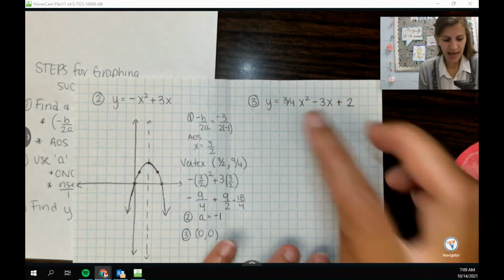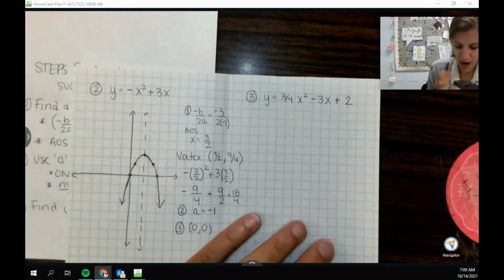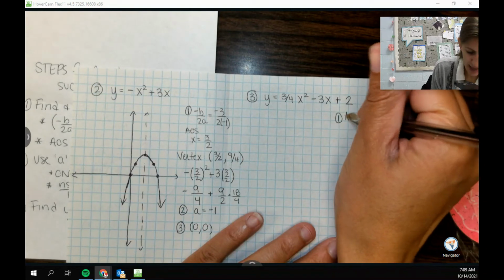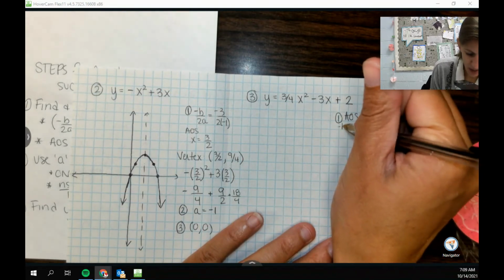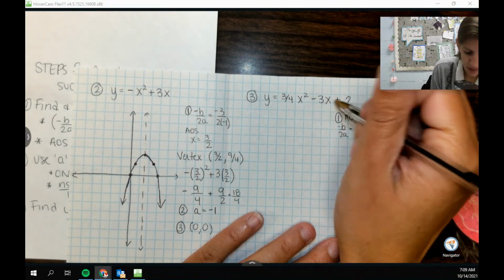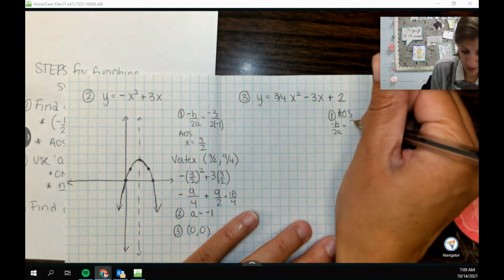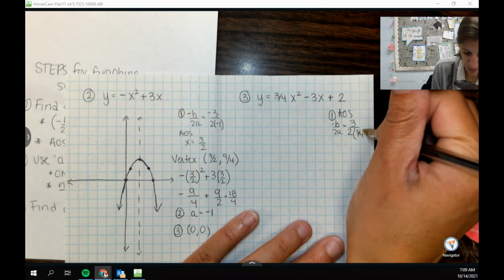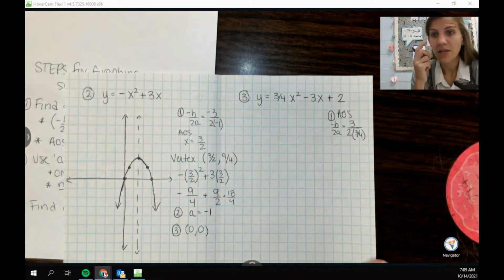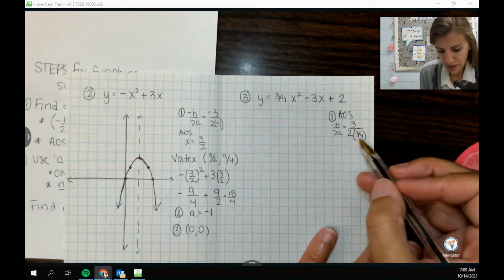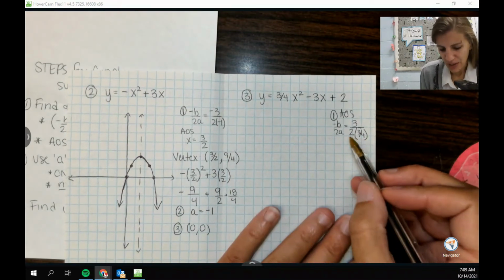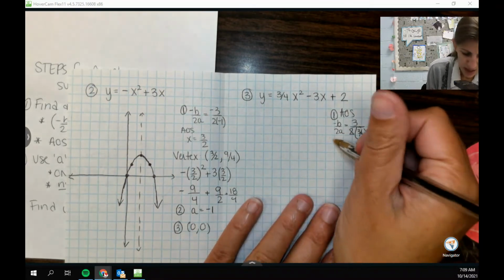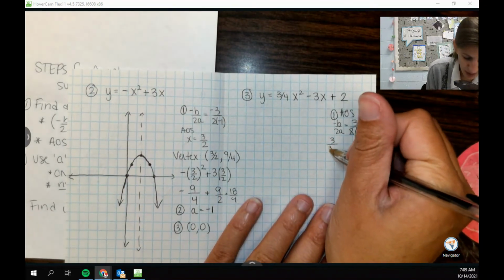Okay, last one to try. Also has some weirdness going on because of a fraction situation. First thing to find is that AOS at negative b over 2a. So negative negative 3 will be 3 over 2 times the a value, which is 3/4. So try not to freak out about the double fraction. We're going to go down here and just do the math. So the 2 and the 4 will divide out to 2. And so what I have now is 3 over 2.